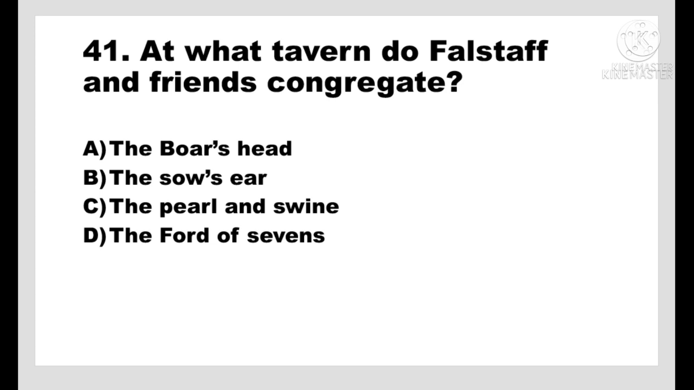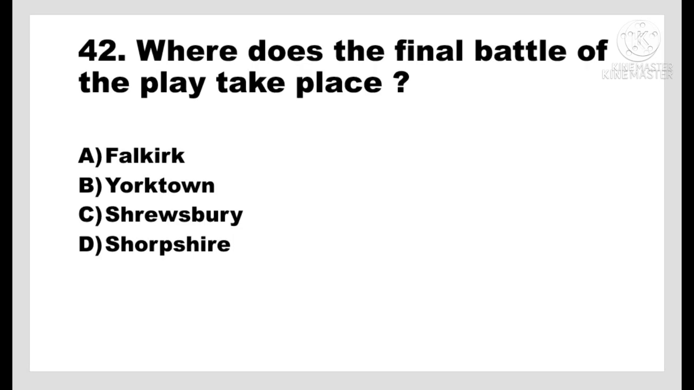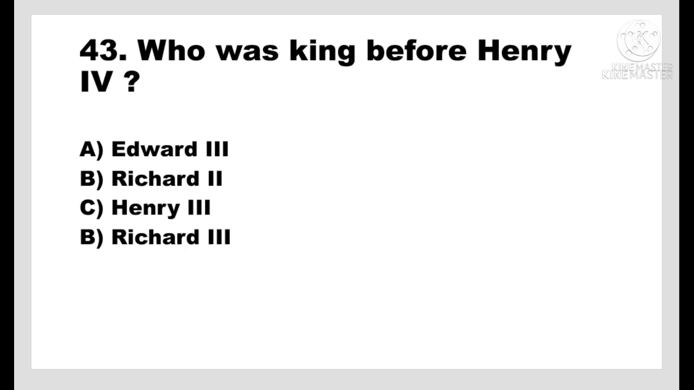At what tavern do Falstaff and friends congregate? The Boar's Head, the Shaw's Ear, the Pearl and Swine, the Ford of Sevens. Answer: the Boar's Head. Where does the final battle of the play take place? Falkirk, Yorktown, Shrewsbury, Shropshire. Answer: Shrewsbury. Who was king before Henry IV? Edward III, Richard II, Henry III, Richard III.